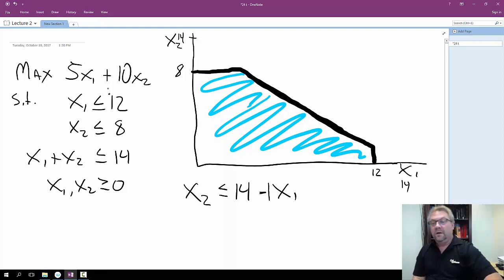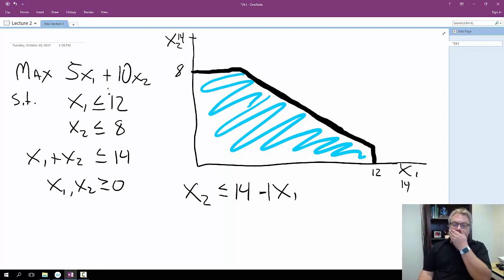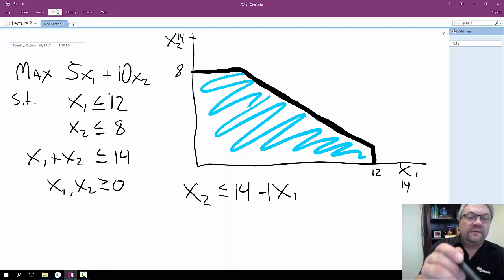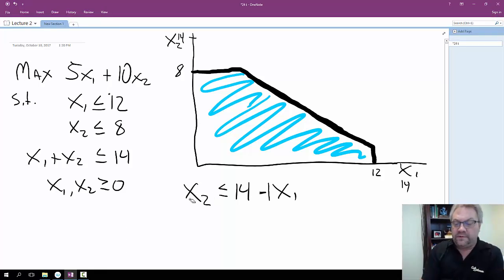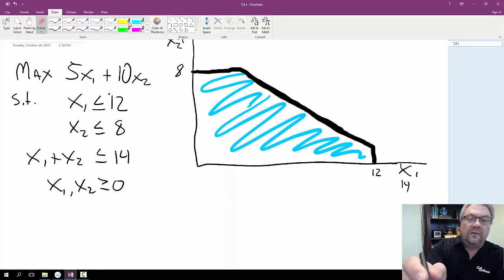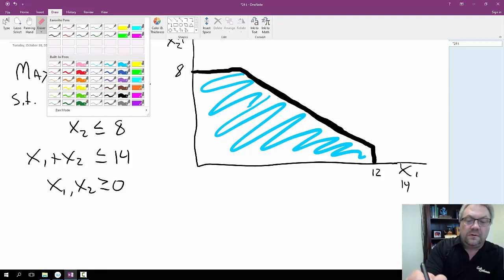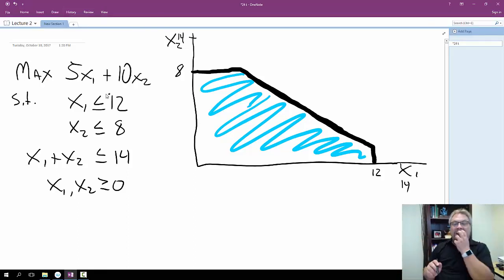Okay, so at any rate, here is the area in which our objective function can be maximized. So how do we find this? First I'm going to erase this, now that I'm done with it. Now I have to deal with my objective function. So how do we handle that?